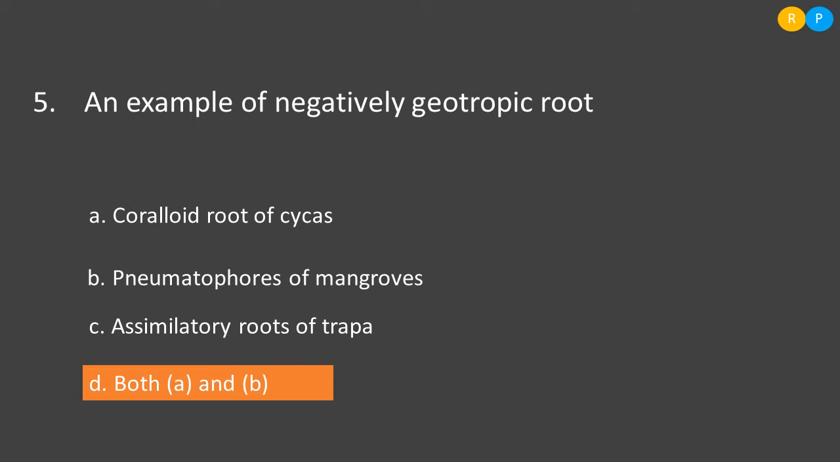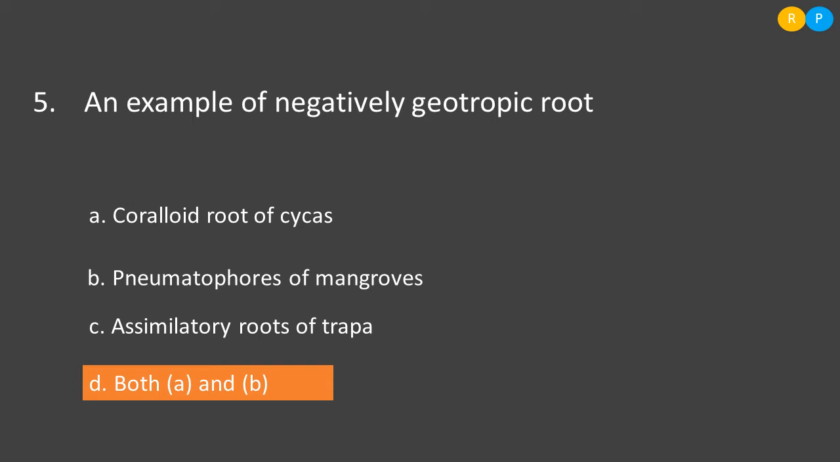In some plants, to get gases from the atmosphere and for absorbing nitrogen from the atmosphere, we can see the growing of roots towards the upward region of soil. So such roots are called negatively geotropic roots. Clear. So let us look into the options.